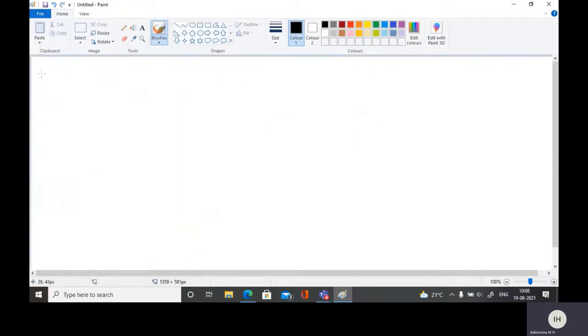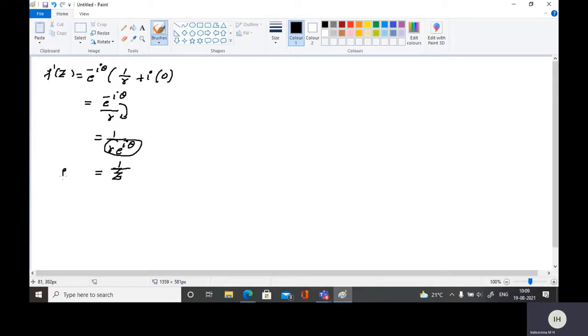Therefore, f dash of z is equal to e power minus i theta into, what is dou u by dou r? 1 by r, plus i into dou v by dou r is 0. So, which is equal to e power minus i theta divided by r. So, I will take this r to the denominator. So, 1 by r into e power i theta. What is r e power i theta? It is z, right? 1 by z. r e power i theta is nothing but z. f dash of z is equal to 1 by z.